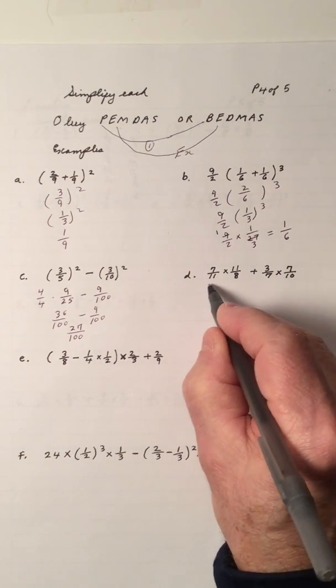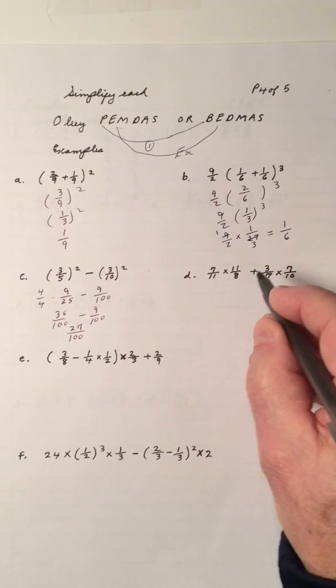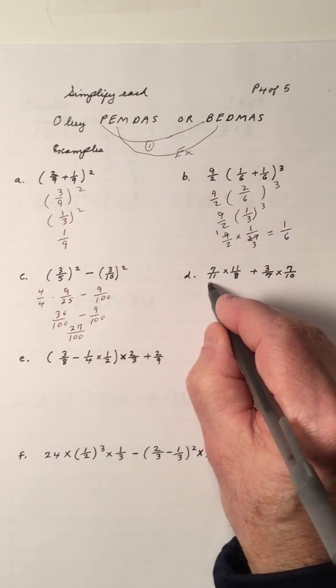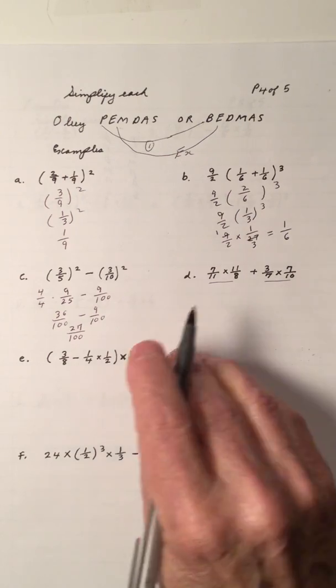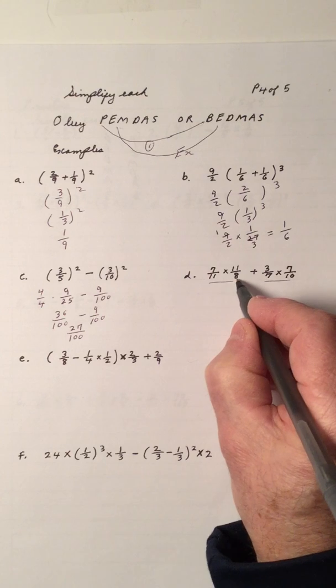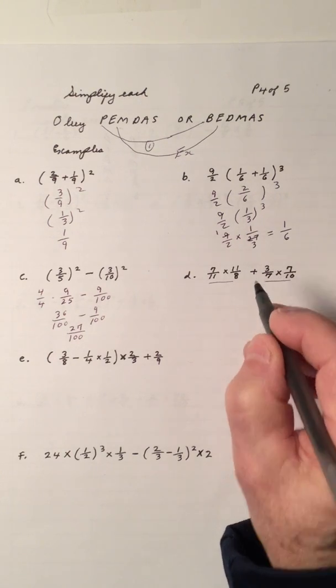D. I see a multiplication, addition, multiplication. So there's no brackets to do. There's no exponents to do. So I underline from left to right the multiplication and divisions. When I do that, I have to work this multiplication and this multiplication before I add.